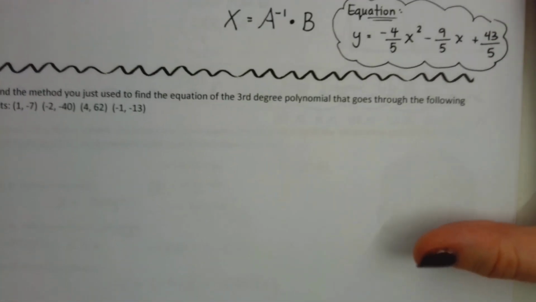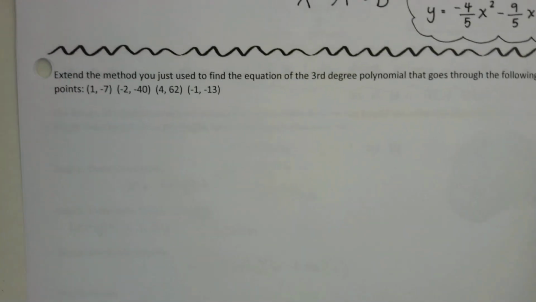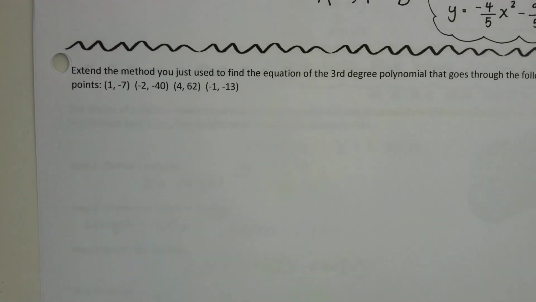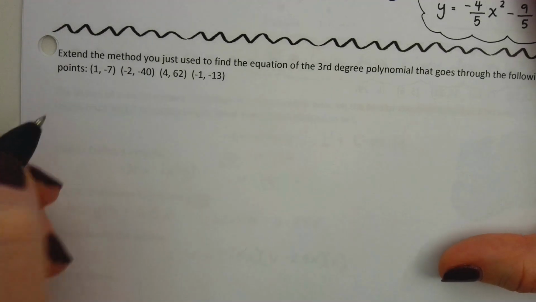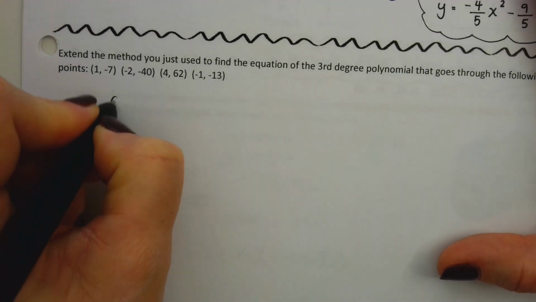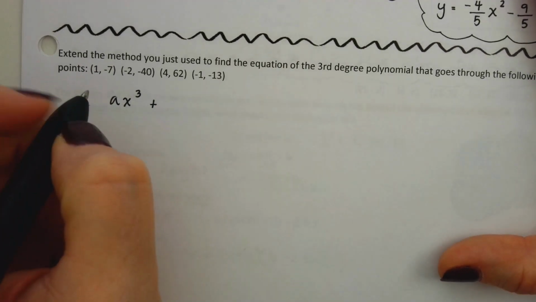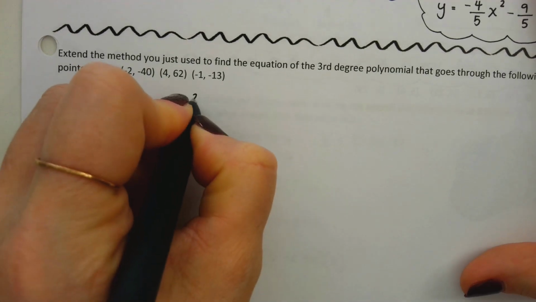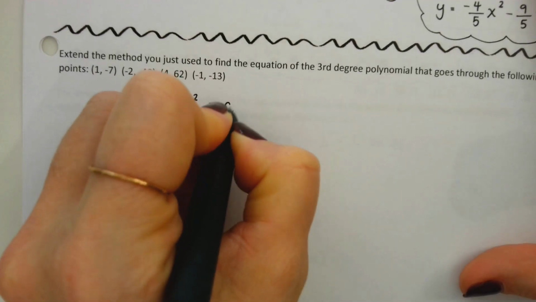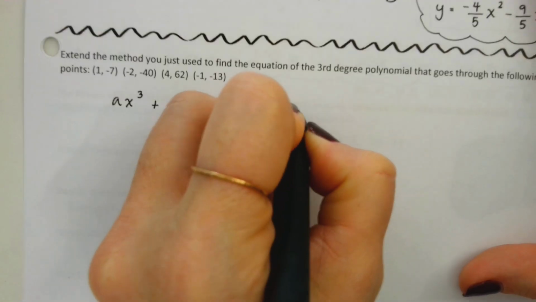Alright, extend the method you just used to find the equation of a third-degree polynomial that goes through the following points. Alright, third-degree polynomial, let's think about what its standard form would be. It's not ax squared, what would it start with? Ax cubed plus, what would be the next? Bx squared plus cx plus d equals y.